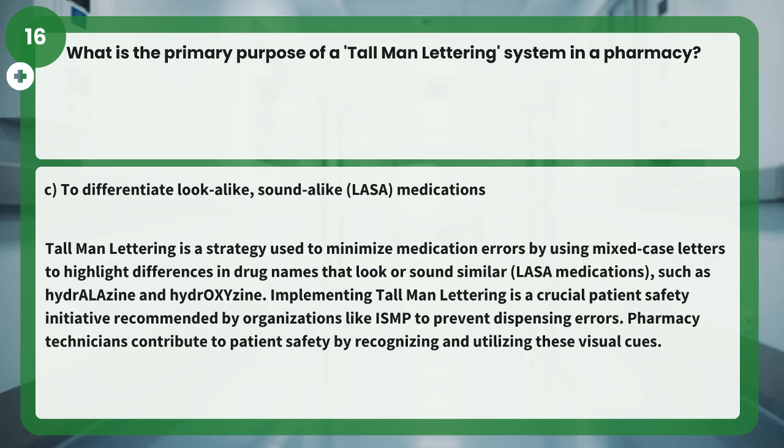Answer C. To differentiate look-alike, sound-alike medications. Tall man lettering is a strategy used to minimize medication errors by using mixed-case letters to highlight differences in drug names that look or sound similar, such as hydralazine and hydroxyzine. Implementing tall man lettering is a crucial patient safety initiative recommended by organizations like ISMP to prevent dispensing errors. Pharmacy technicians contribute to patient safety by recognizing and utilizing these visual cues.